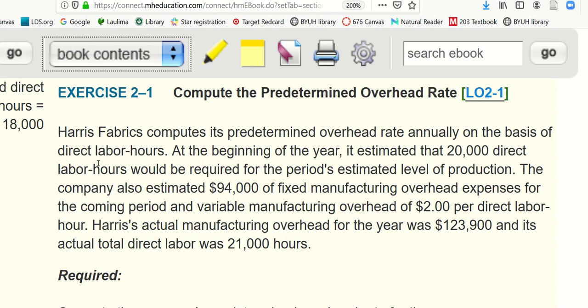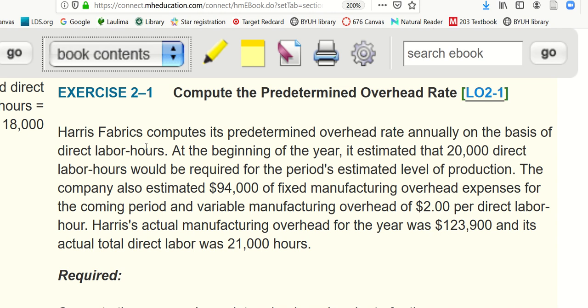Harris Fabrics computes a predetermined overhead rate annually on the basis of direct labor hours. They have to tell you what your basis is, right? So what your denominator is, and they said direct labor hours. At the beginning of the year, it's estimated that 20,000 direct labor hours would be required for the period's estimated level of production. So they've already told you your denominator is 20,000.